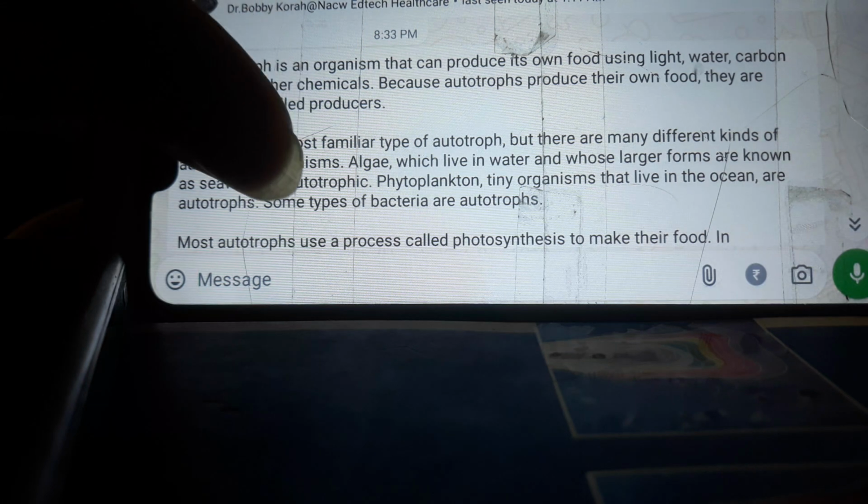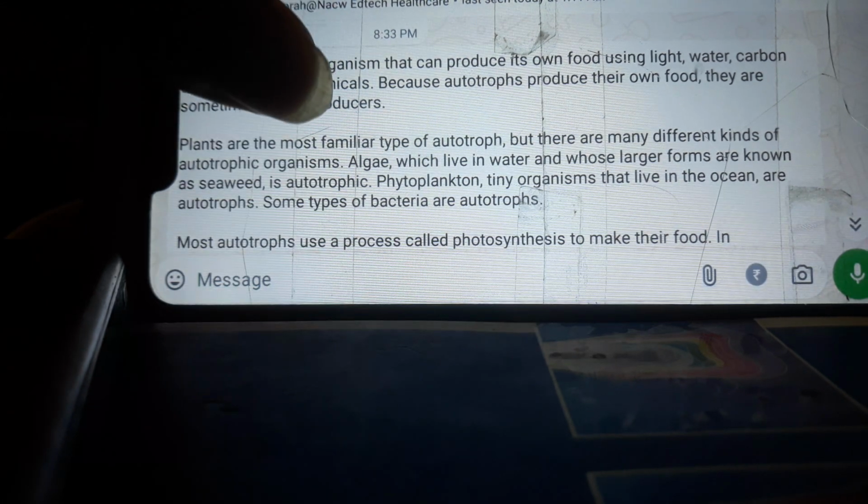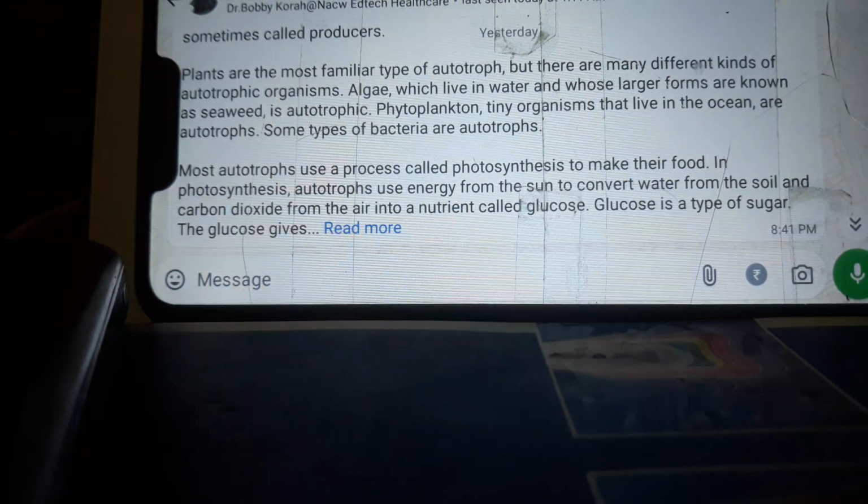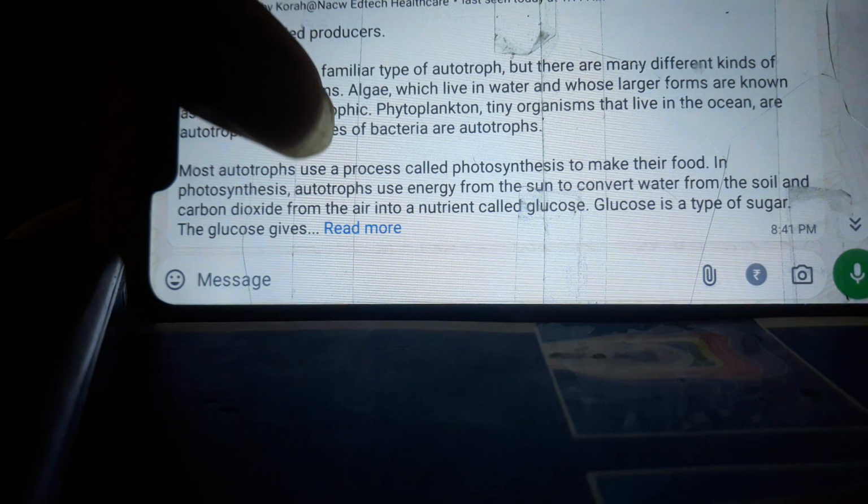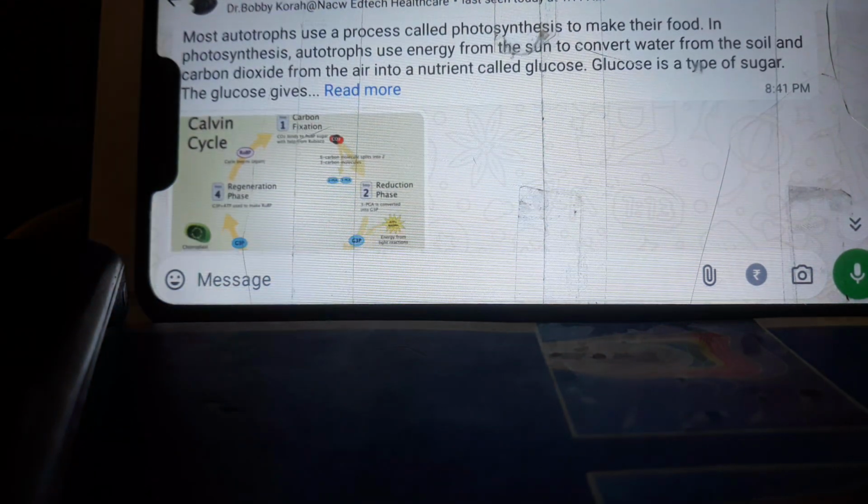Now, plants are the most familiar autotrophs, and there are very many kinds of autotrophic organisms. Algae, which live in water, whose largest forms are known as seaweed, are autotrophic. Then you have phytoplankton, tiny organisms that live in the oceans, which are also autotrophs. Some types of bacteria too are autotrophs. Most autotrophs use a process called photosynthesis to make their food.